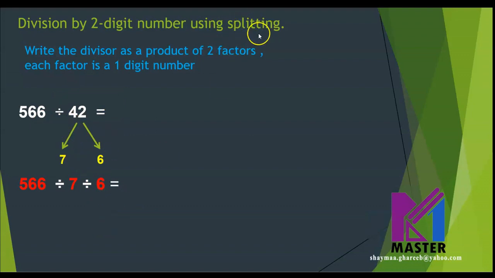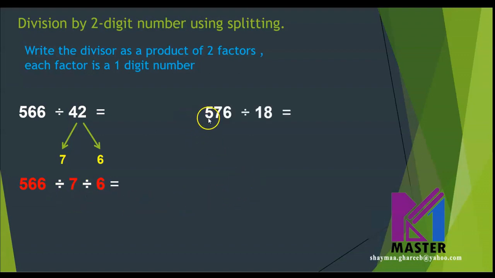So the splitting method, as we said, is to change the division by a two-digit number into a division by a one-digit number. But you are going to do the division 2 times. Let's see one more example.